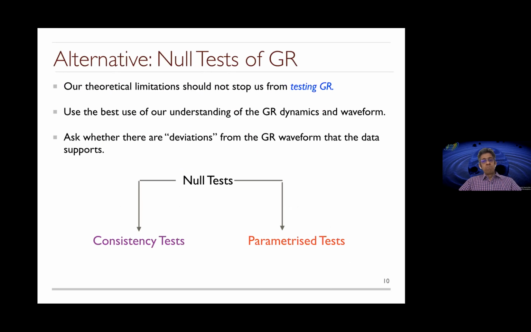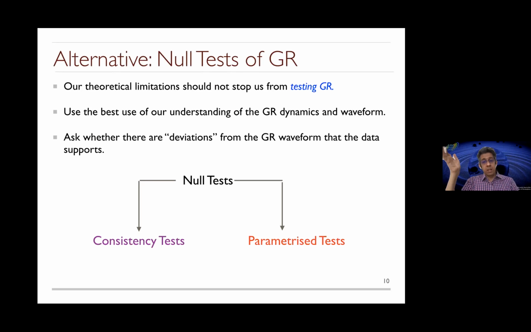So what we do is make the best use of our GR understanding, because we have very accurate waveforms from GR, making the best use of analytical and numerical relativity. So basically, our philosophy is that the theoretical limitations in understanding alternatives to GR shouldn't stop us from carrying out tests of GR. So we make use of the best understanding of the GR dynamics and the corresponding waveform, and ask whether there are deviations from this GR waveform.